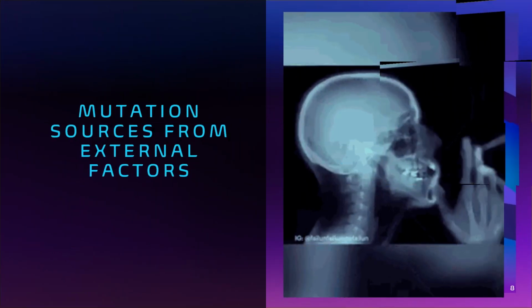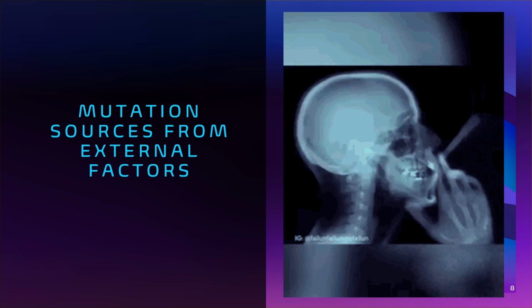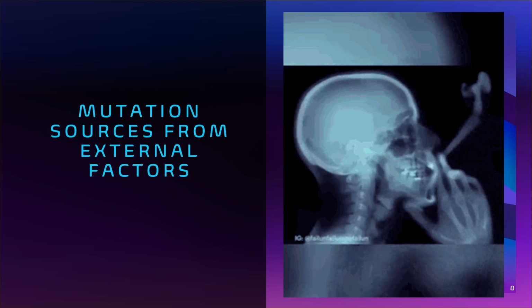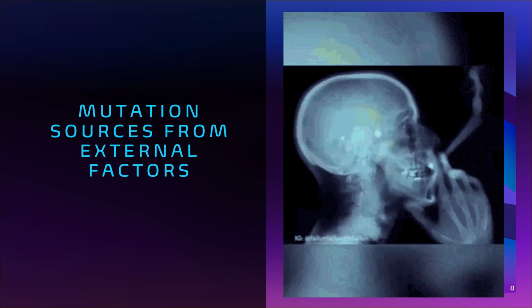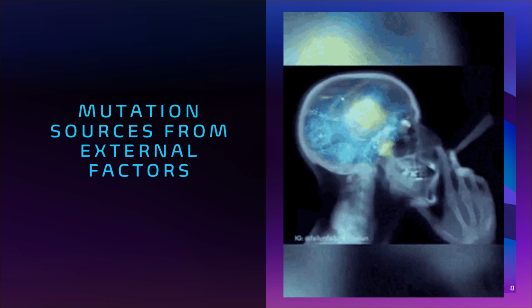Now on to mutation sources from external factors. These types of mutations can occur randomly in our bodies. However, mutation can be caused by external factors, so if we take care of our health better, we can reduce the chances of deadly mutations in our bodies.